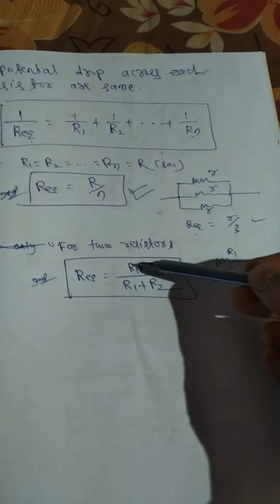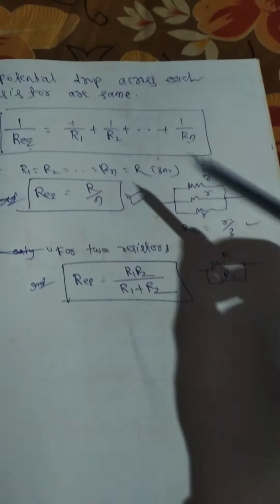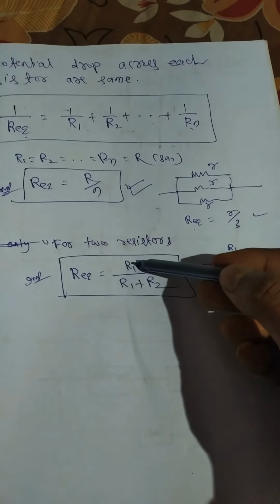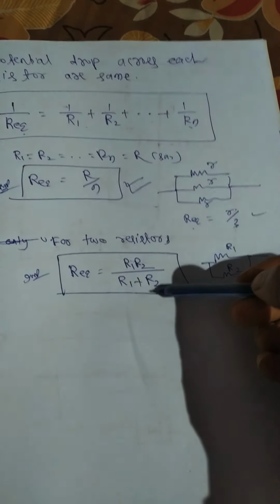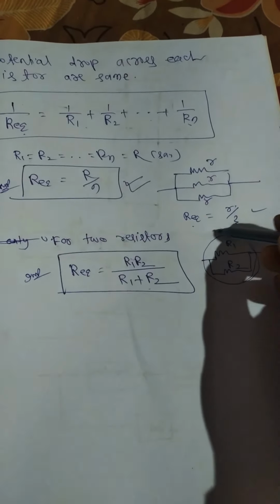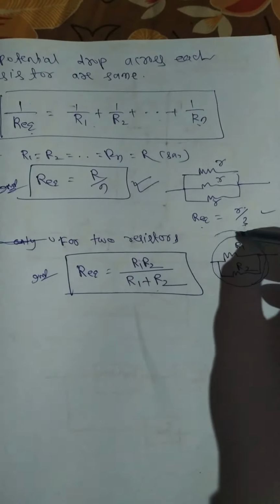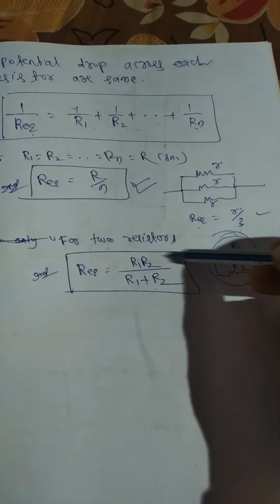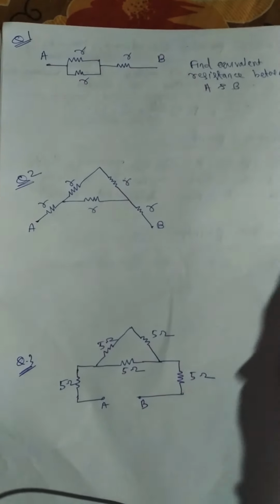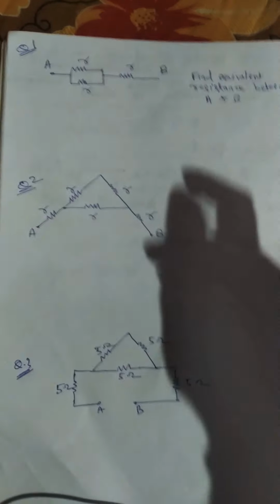For two resistors, suppose in the circuit only two resistors are used, that is R1 and R2. Then R equivalent is R1 R2 by R1 plus R2. Most of the time I use this resistance formula for two resistors in parallel grouping, R1 R2 by R1 plus R2. Okay, let's solve some simple examples related to parallel grouping and series grouping.